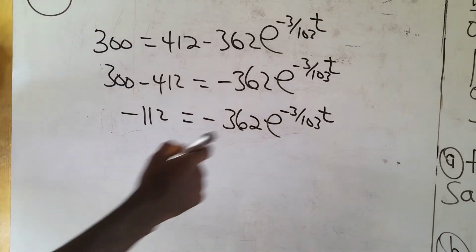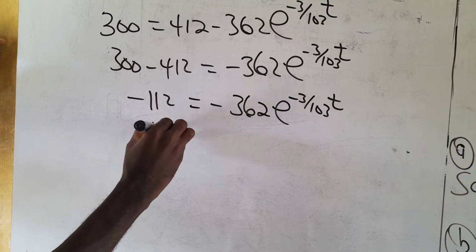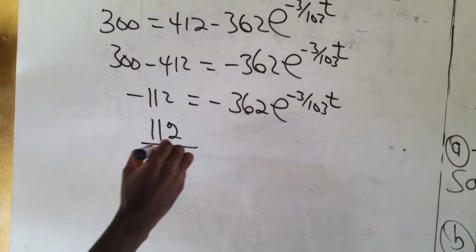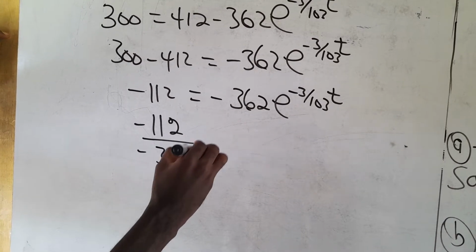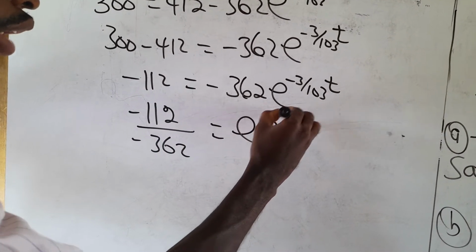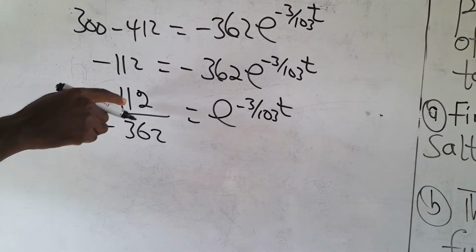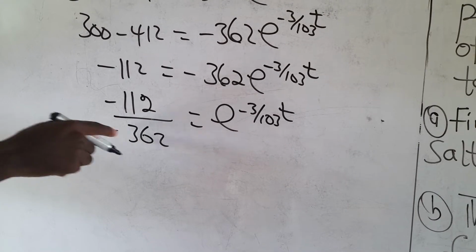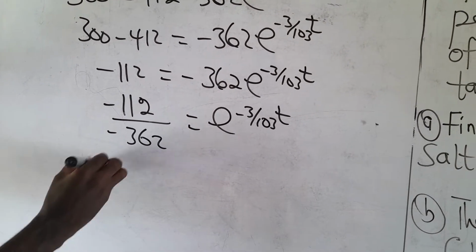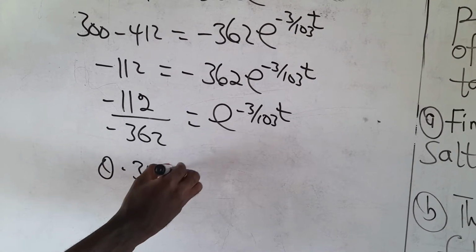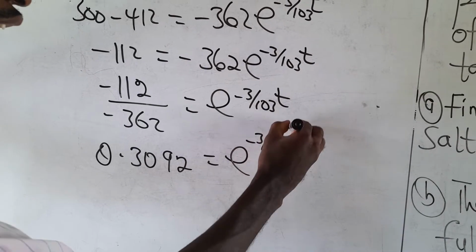We divide both sides by 362. Since it's negative, negative 112 divided by negative 362 will be equal to e exponent negative 3 over 103 T. When we divide this, 112 divided by 362, since they are both negative, the negatives cancel out and the answer will be positive. It will be equal to 0.3092, which is equal to e exponent negative 3 over 103 T.